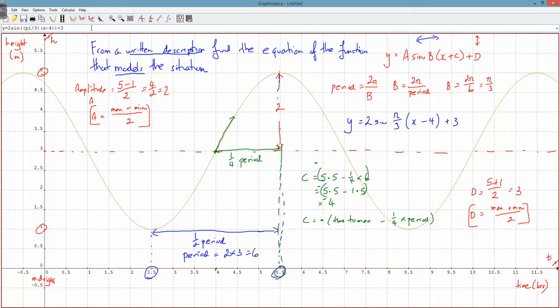Okay, we'll discuss this further with some examples tomorrow. We'll get you to work on some examples, for a start, of finding this kind of equation from some graphs, and then we'll take some written descriptions and see if we can find the equation of the function that models that written description.